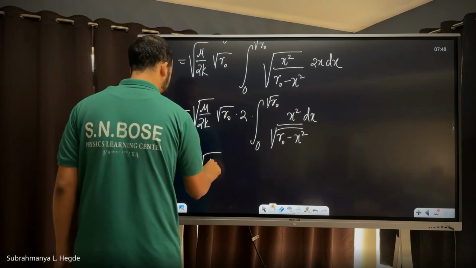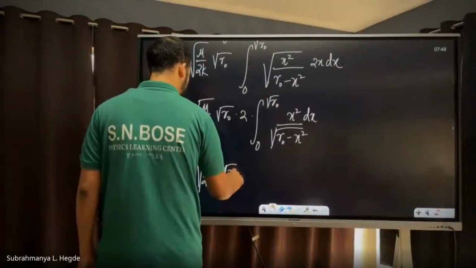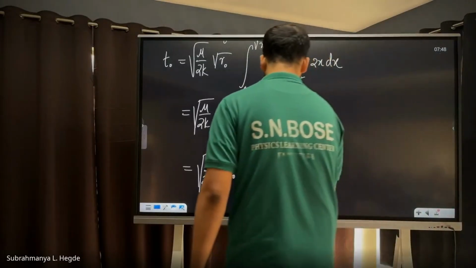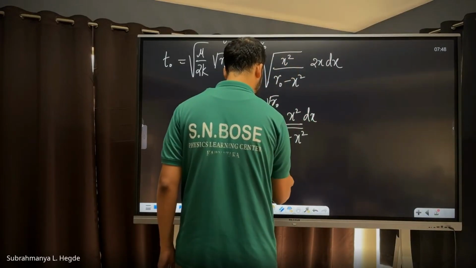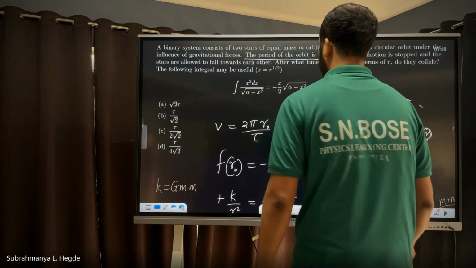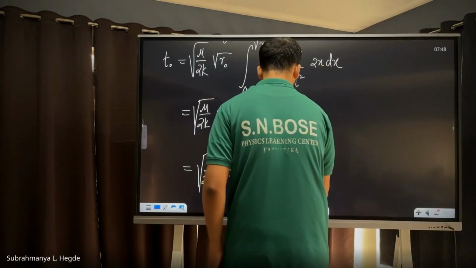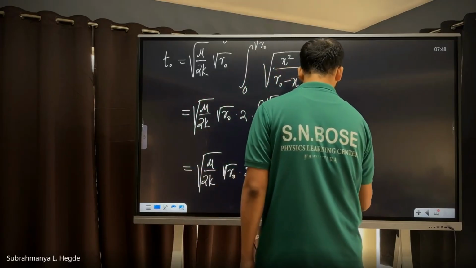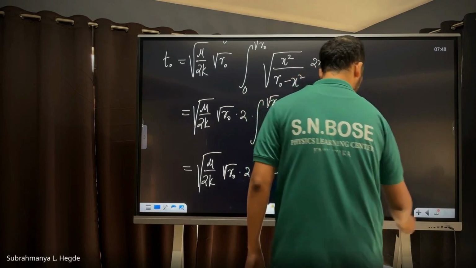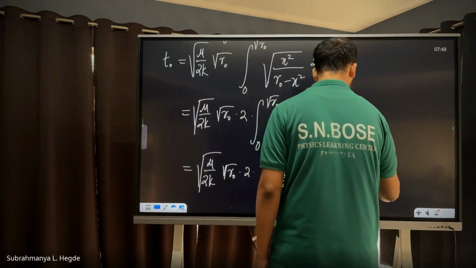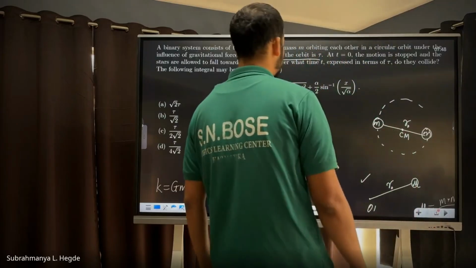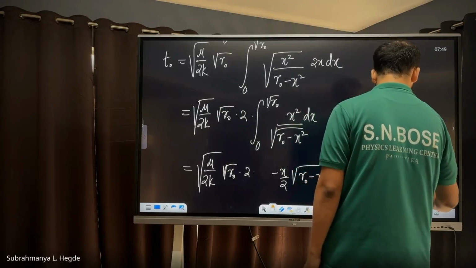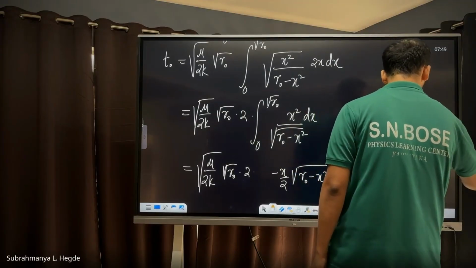I'll keep as it is, root of mu by 2k root r naught into 2. What he gave is equal to minus x by 2 root of alpha minus x square. In place of alpha, I have r naught minus x square, from 0 to root r naught. Then the next one is plus alpha by 2, that is plus r naught by 2, sine inverse of x by root r naught, running from 0 to root r naught.